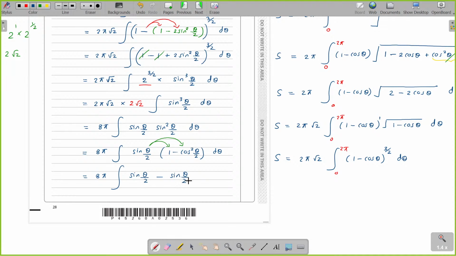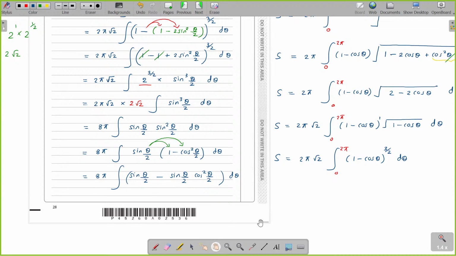Minus this is sine theta over 2 into cos square theta over 2, right? So I think you can see sine theta over 2, we have absolutely no problem in this integration. It's just sine. We know how to integrate sine with the coefficient. This is perfectly fine. What is the problem? How do we integrate this guy? So this, again, we can use the reverse chain rule. Reverse chain rule is what we are going to use here.